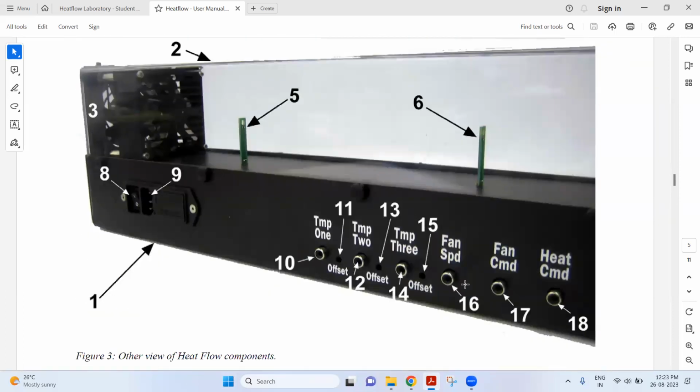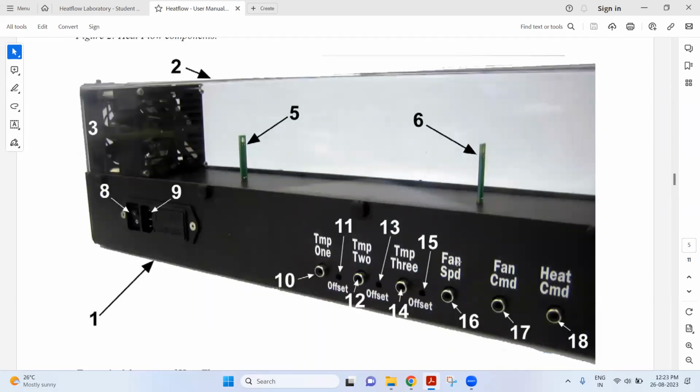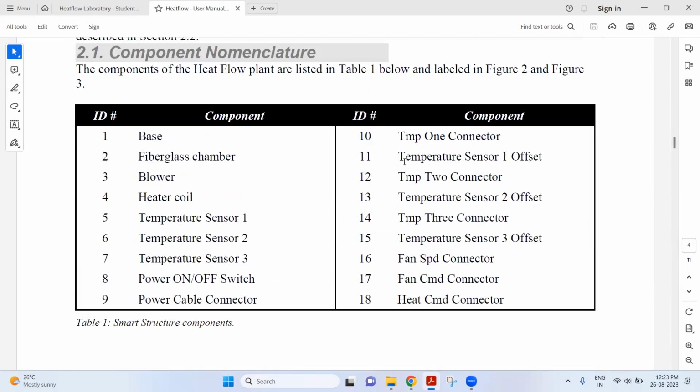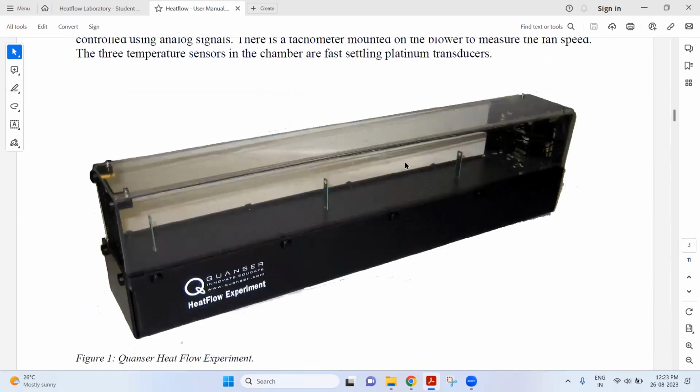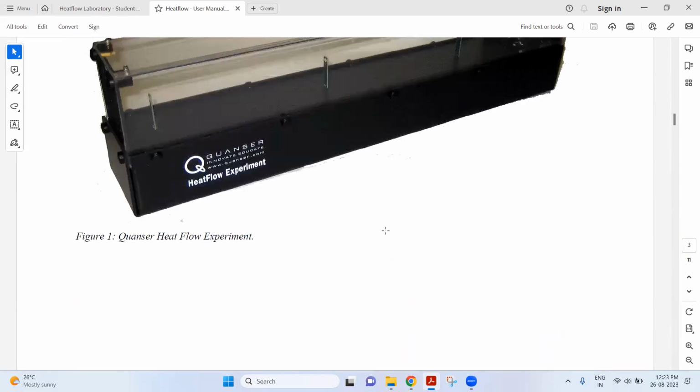Now again, in the detail view they're showing all these things. Side view they have done. Now specifically each component, they're telling it in very much detail. Now one more thing I wanted to add here.